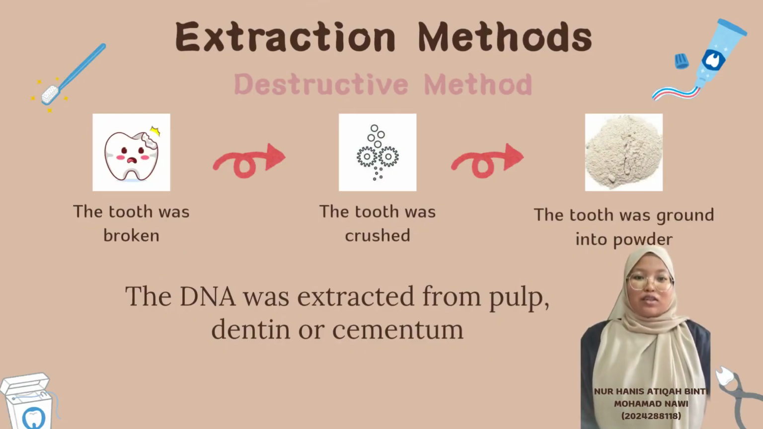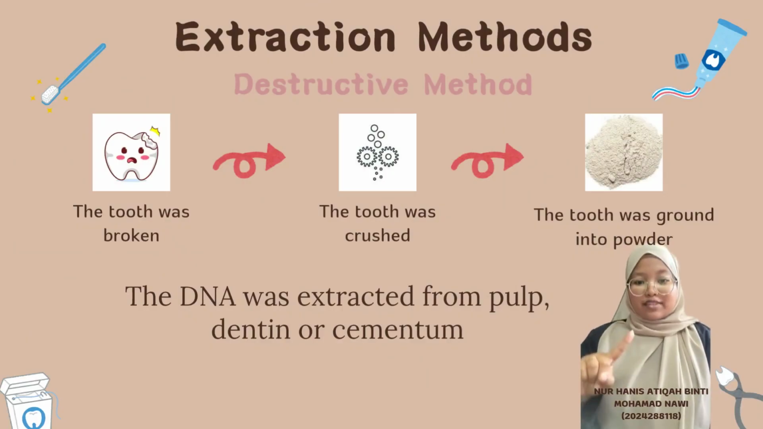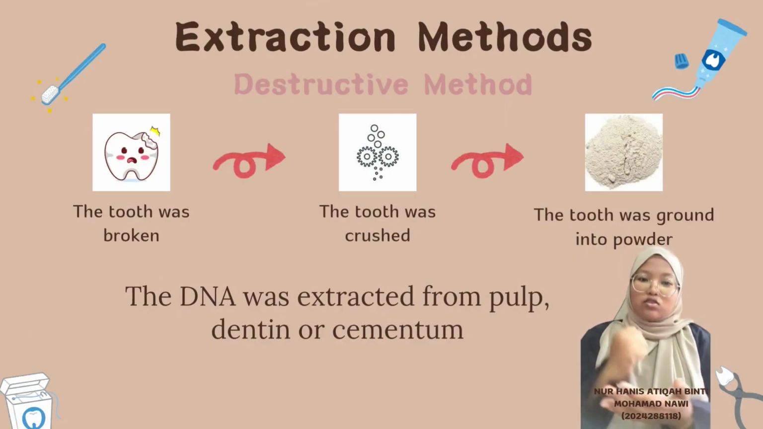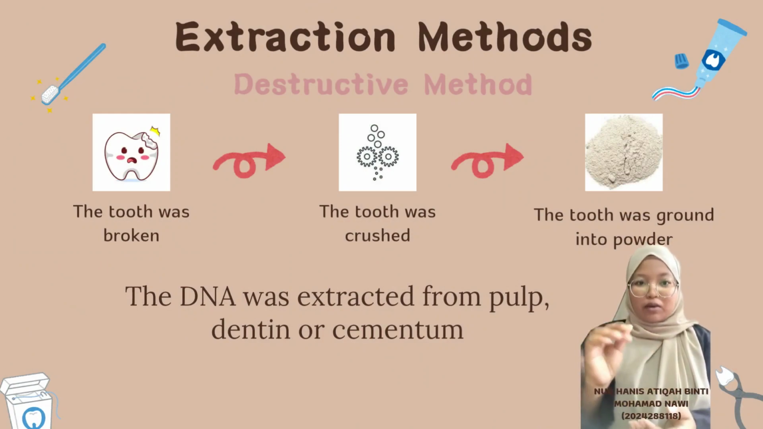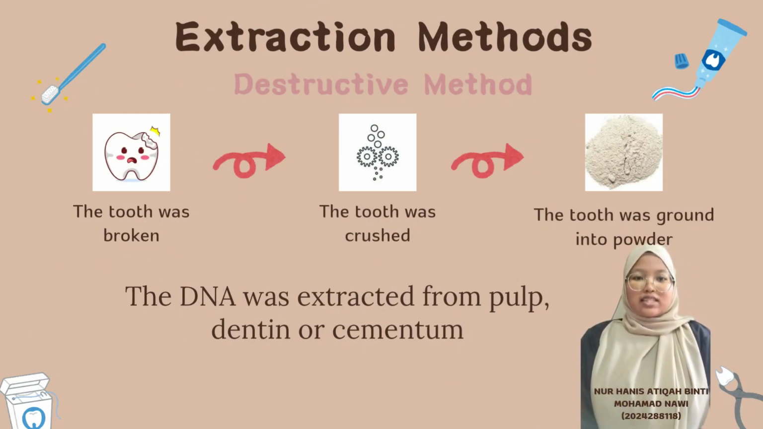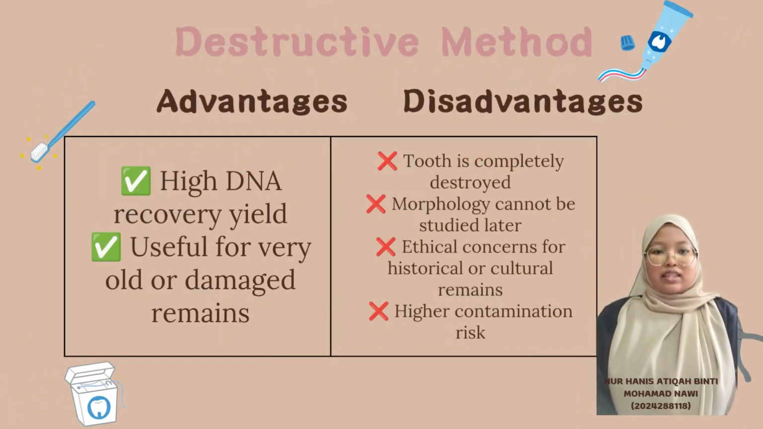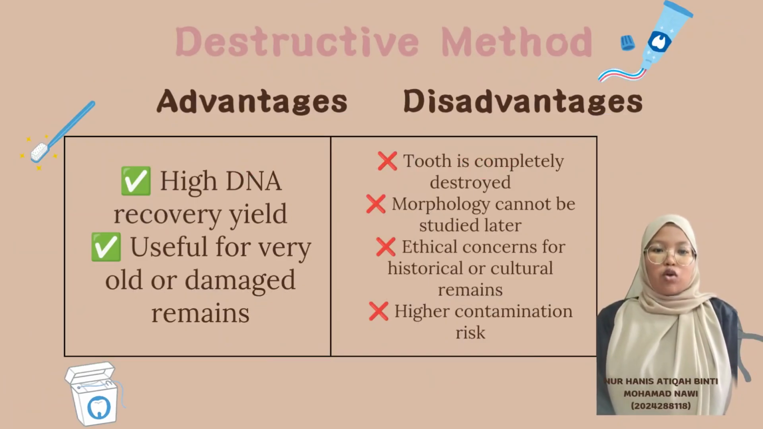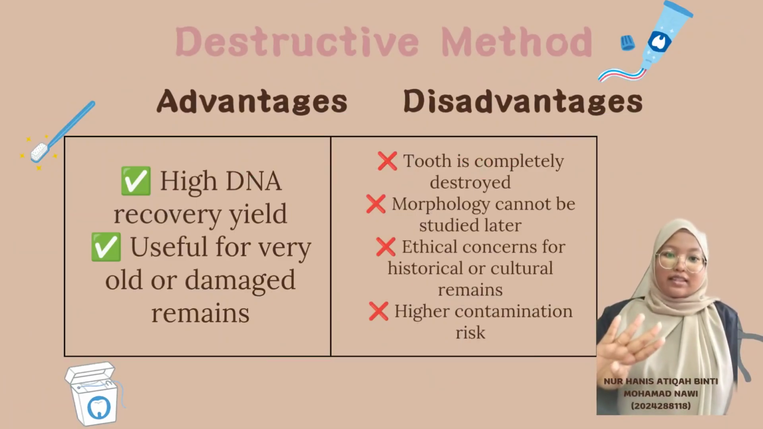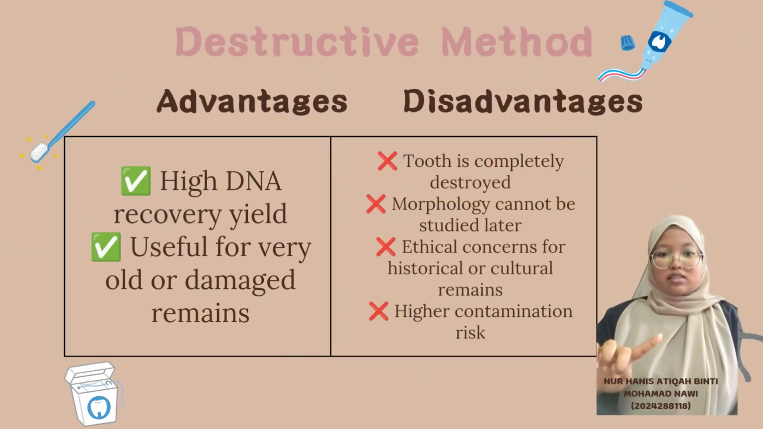I'm going to explain to you about the extraction methods used in this study. There are 3 of them. The first is destructive method. The tooth was broken, crushed and ground into powder. The DNA then was extracted from pulp, dentin or cementum. The advantages of this method is it provided high DNA recovery yield and is useful for very old or damaged remains. The 4 disadvantages of it are the tooth is completely destroyed, the morphology cannot be studied later, ethical concern for historical or cultural remains, and higher contamination risk.